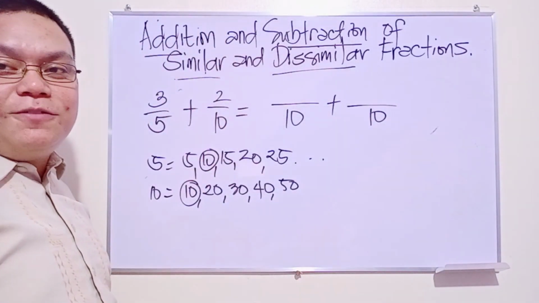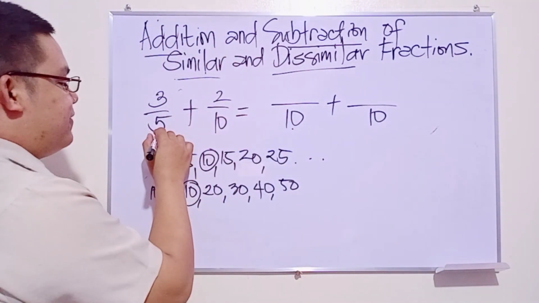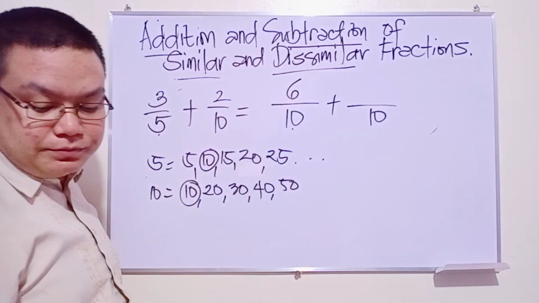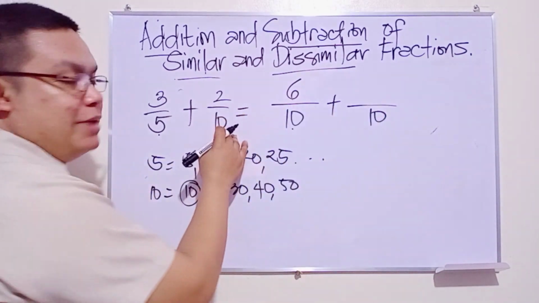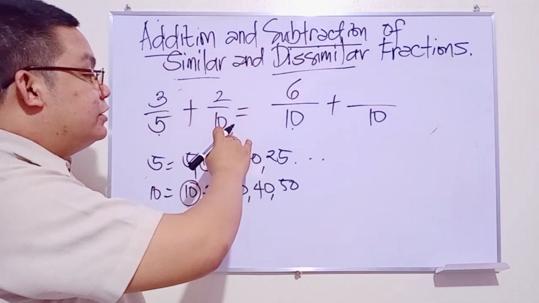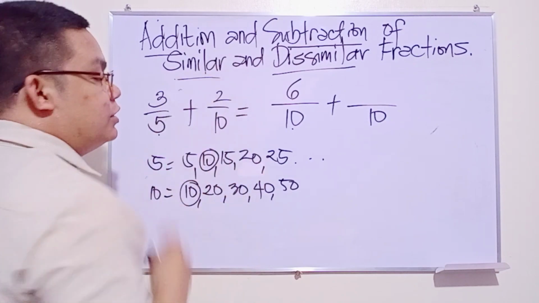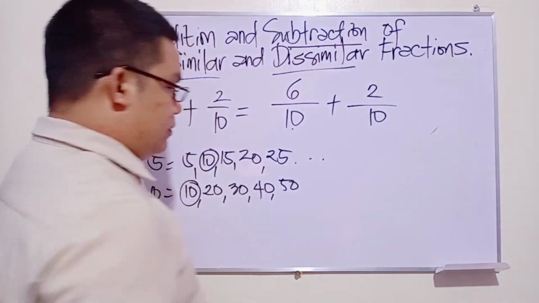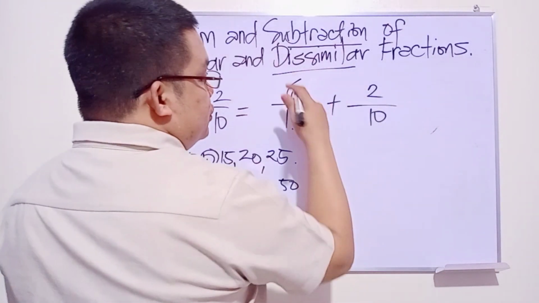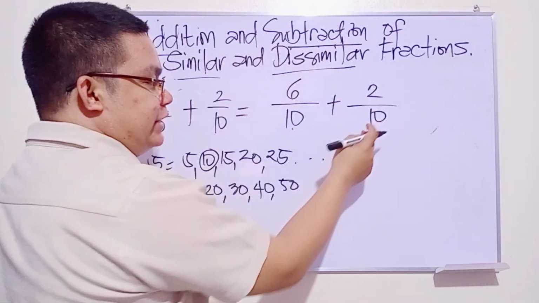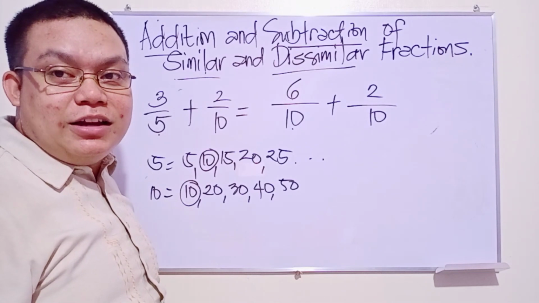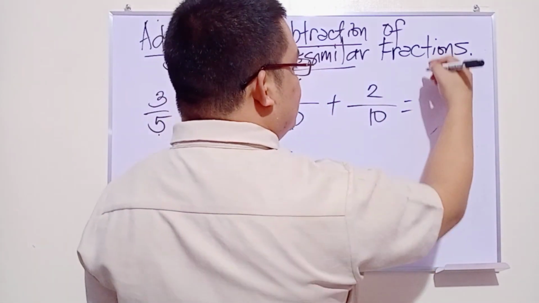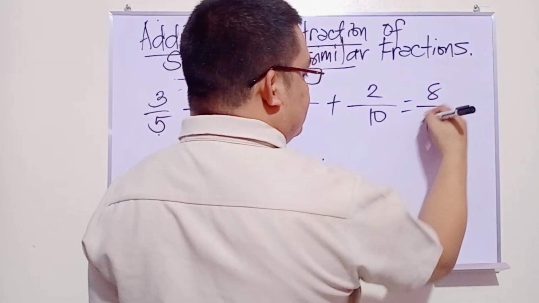Renaming again the fraction. 10 divided by 5 is equal to 2 times 3 is equal to 6. 10 divided by 10 is equal to 1 times 2 is equal to 2. So, 6 over 10 plus 2 over 10, pareho na po sila ng kanilang denominator. 6 over 10 and 2/10 is equal to 8 over 10.